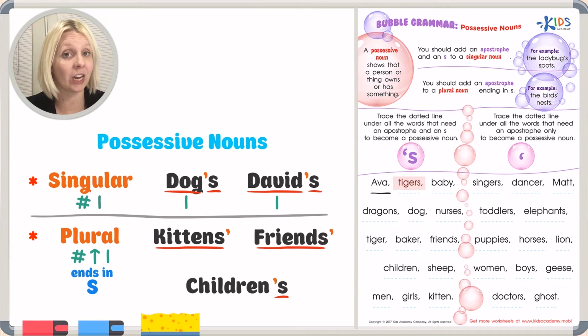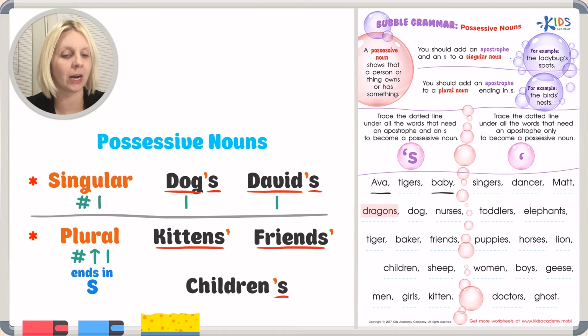The next one is tigers, ending in S. So that means that there's more than one tiger. So we are not going to do this one. This is not singular. Let's go on to the next one. Baby. How many are we talking about in this one? Baby is just one, right? So we're going to underline this because it's going to need an apostrophe S.